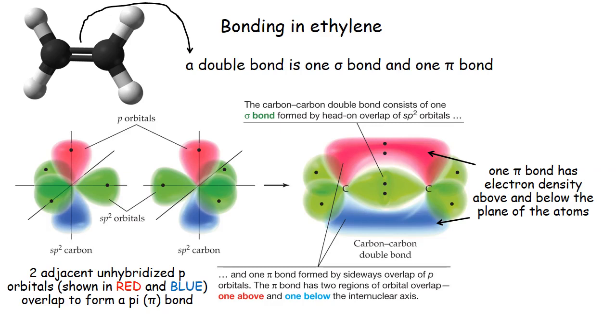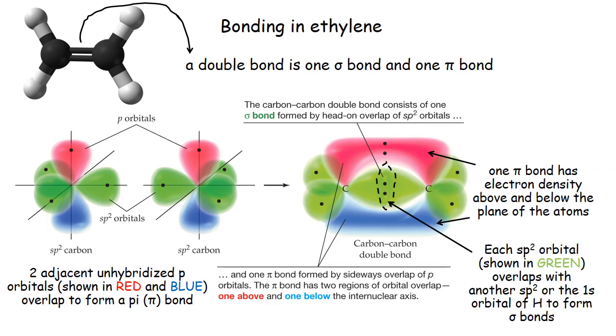And then we still have sigma bonds here. Each sp2 orbital, shown in green, the green balloons on the left, will overlap. In the case of the two carbons, one sp2 orbital overlaps with another sp2 orbital, and that forms one sigma bond. But each carbon also has two other sp2 orbitals that will overlap with the hydrogen 1s orbitals. Those aren't shown here, but those will also form sigma bonds with the 1s orbitals from hydrogen. The hydrogens aren't shown. I think they're just trying to make it as uncomplicated as possible.